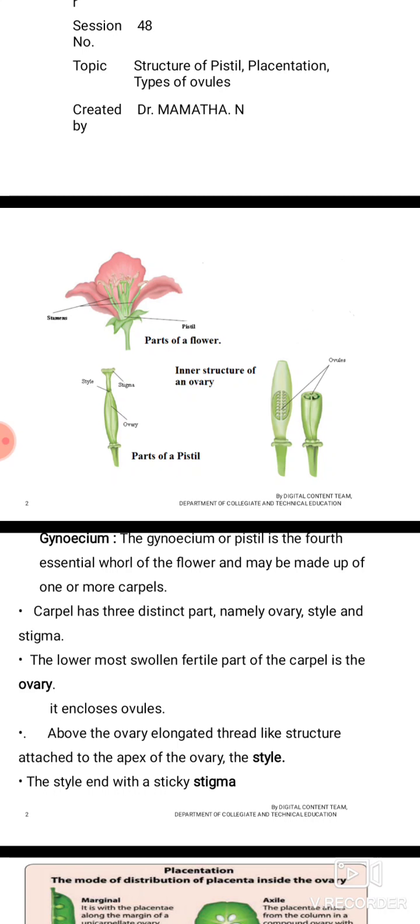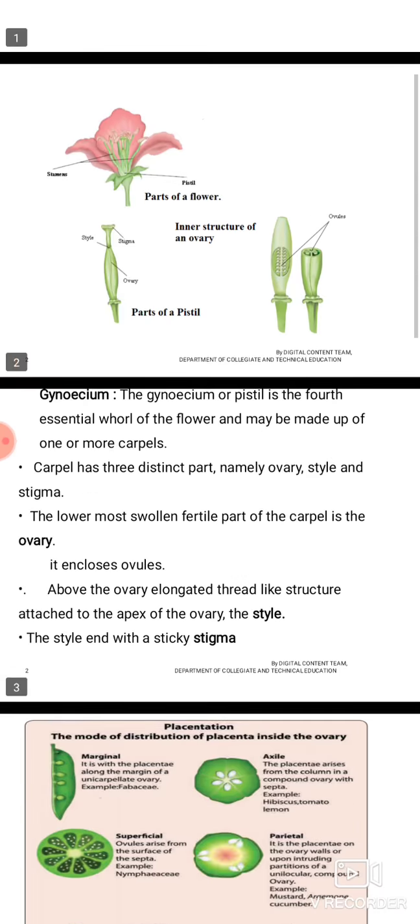This pistil or gynoecium has three regions, namely ovary, style and stigma. The lowermost swollen part is known as the ovary, which encloses the ovules. Above the ovary is a stalk or thread-like structure known as a style, and at the tip of the style is the stigma.